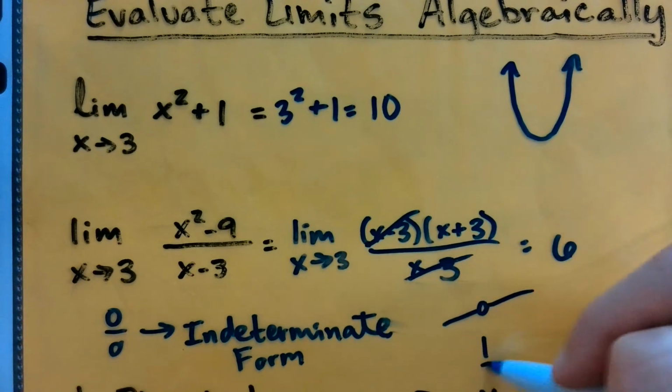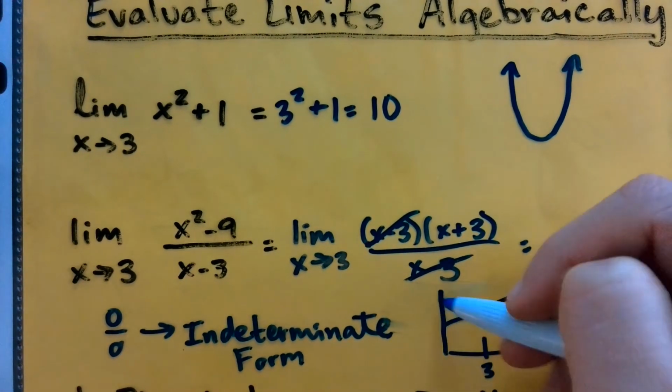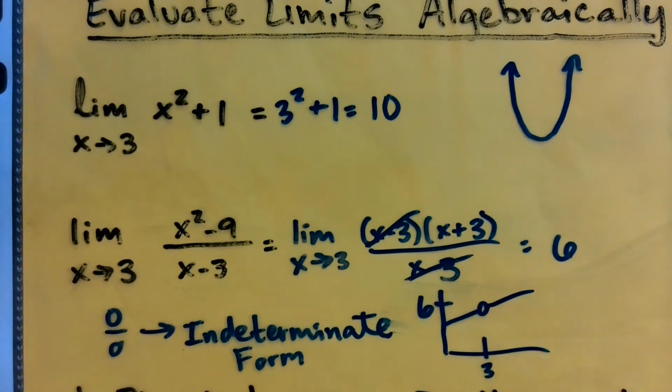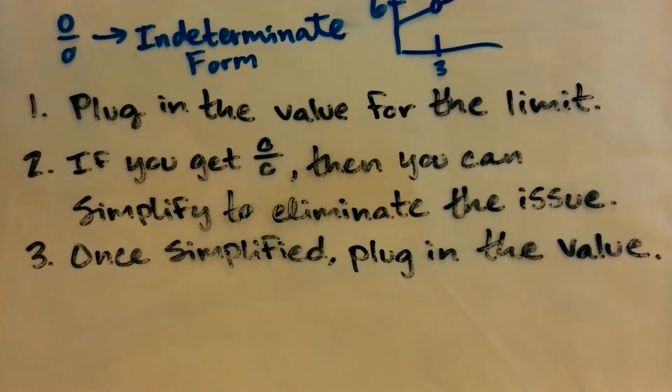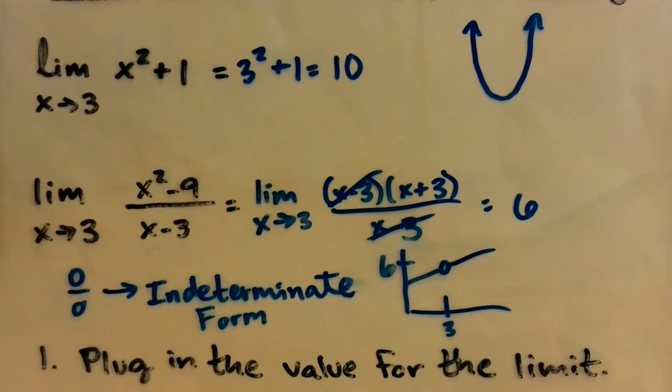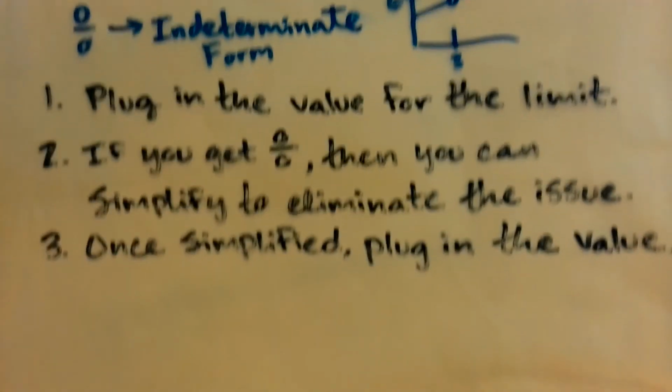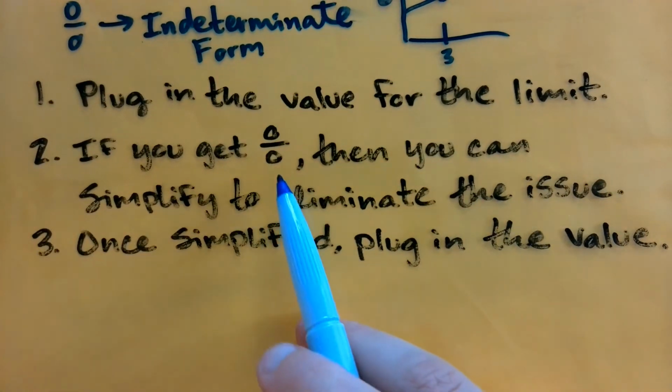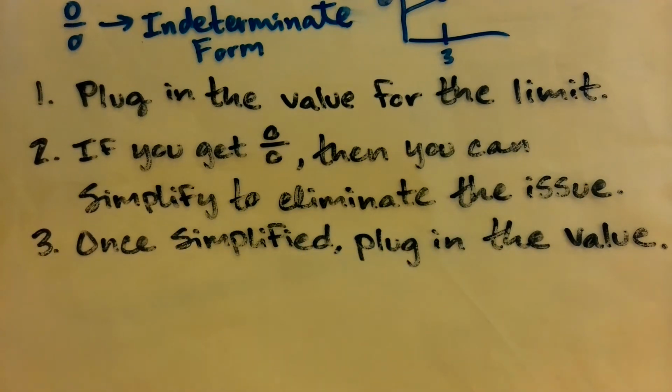So we're looking at a situation where at x equals 3, we're approaching a value of 6 from the left and from the right, but there is actually a hole at 3, which means the function may not exist, but the limit does. So we have a lot of different types of limits, but in general, we want to start by plugging in the value for the limit. So for both of these, we began by plugging in that 3. And then from there, if we get a value, we get a value. But if we get 0 over 0, then we can simplify by eliminating whatever that issue is. We're going to go over different ways to simplify. Once you have it simplified, you're going to plug in the value again, like we did on that second example.